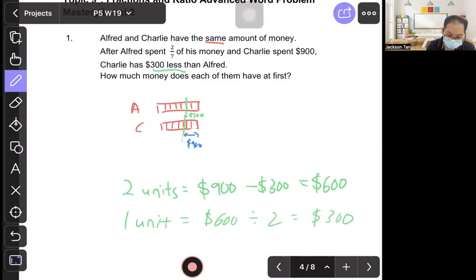And each of them at first will be 7 units. So 300 times 7, $2,100. This is the answer.